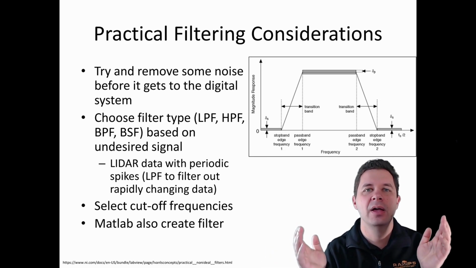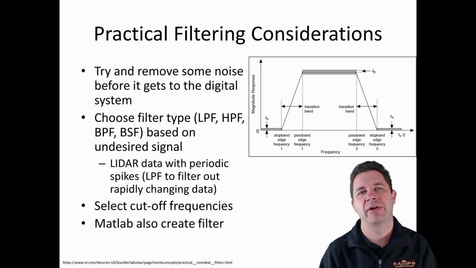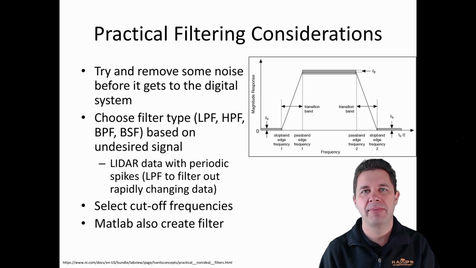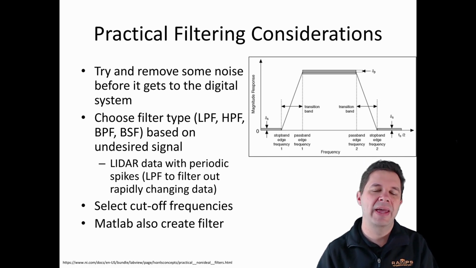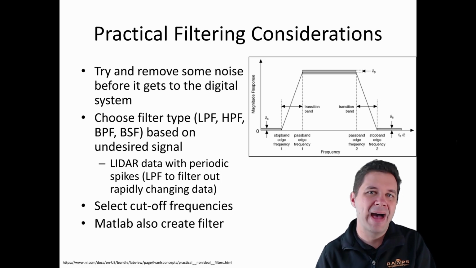But assuming we've done that already and we're still getting some noise in the system or undesired frequencies that we want to filter out, we need to think about what filter type we're going to use. Is it going to be a low pass filter, a high pass filter, band reject, or band pass filter?